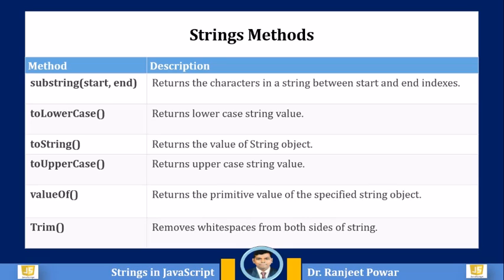The valueOf method returns the primitive value of the specified string object. The trim method removes white spaces from both sides of the string.